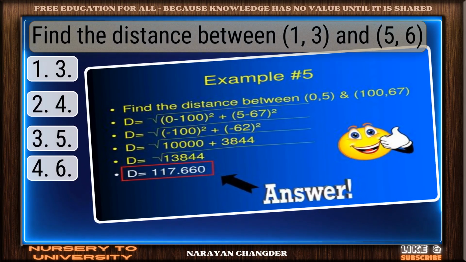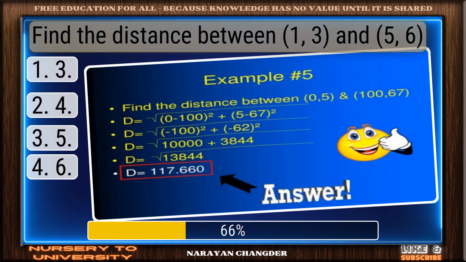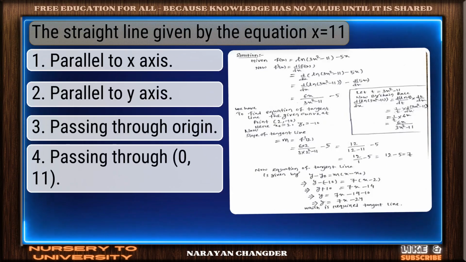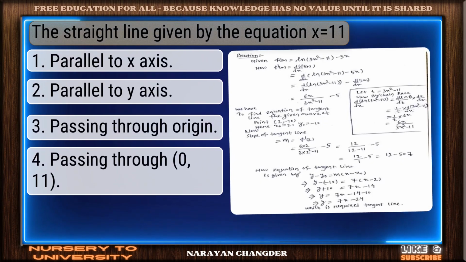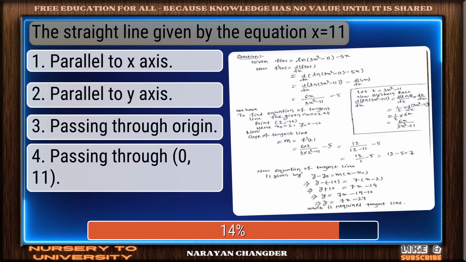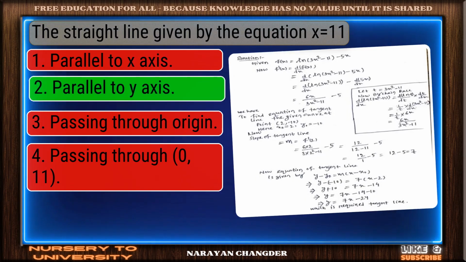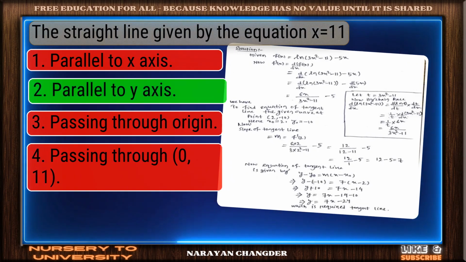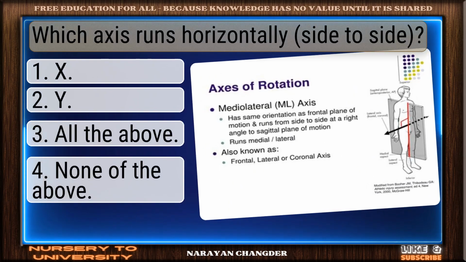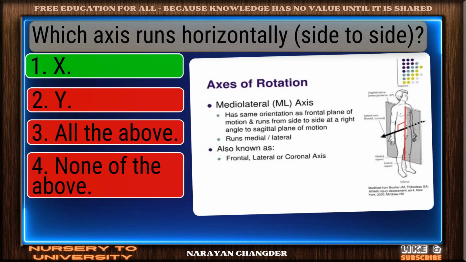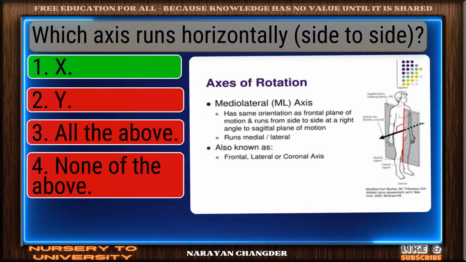Find the distance between the points. Excellent choice. 5 is right. The straight line given by the equation x equal to a constant. Bravo. Parallel to y-axis is the answer. Which axis runs horizontally? On track, x is correct.